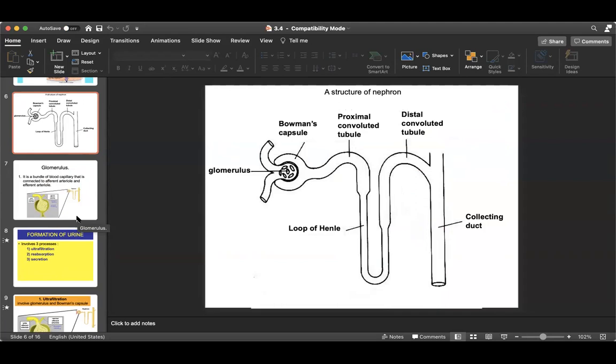Don't forget to complete your task. I need you to draw this nephron, and then please draw and label them, and put the characteristics and also the functions and also the processes that happen in each place.